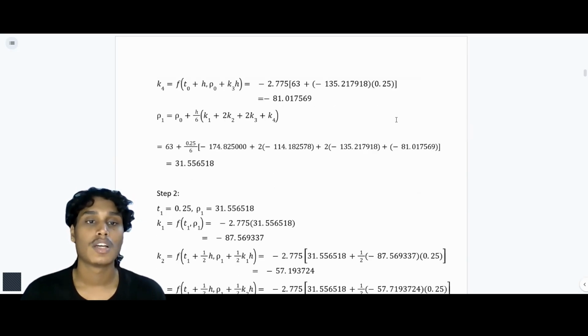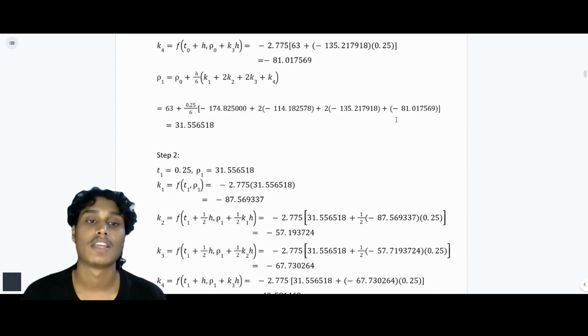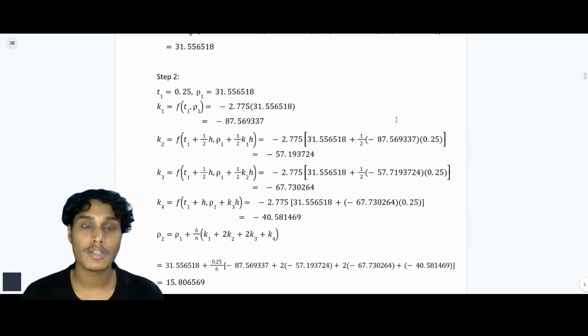to get the answer negative 81.017569. So we will substitute the values of k1, k2, k3, and k4 into p1, where we will use the formula p0 plus h/6 (k1 plus 2k2 plus 2k3 plus k4) to get the answer 31.556518 for the first iteration. So step 2 will continue with the second iteration, where we will choose t1 equals 0.25 and p1 equals 31.556518 from the previous answer.